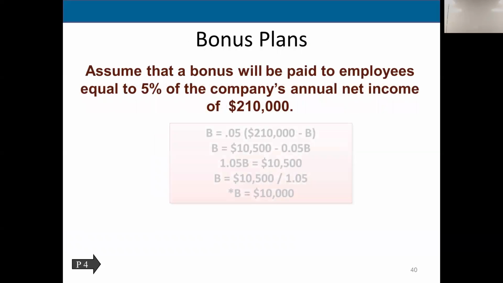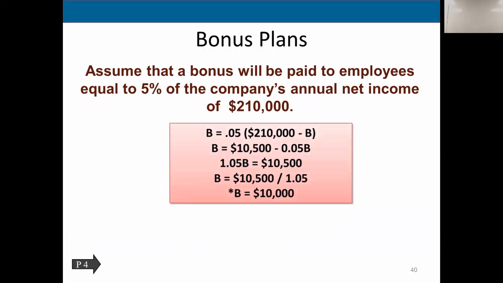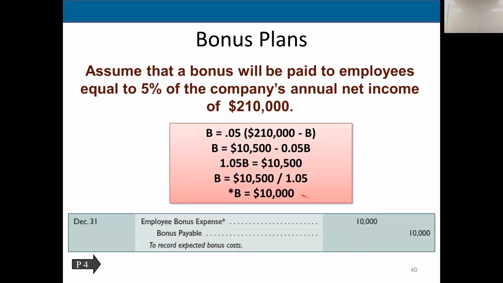Bonus plans. Okay, now assume that the employer is going to pay employees a bonus equal to 5% of annual net income. All right, so the bonus plan, we're going to take 5% multiplied by 210,000. We're calculating the benefit. We see that our benefit is equal to $10,000.